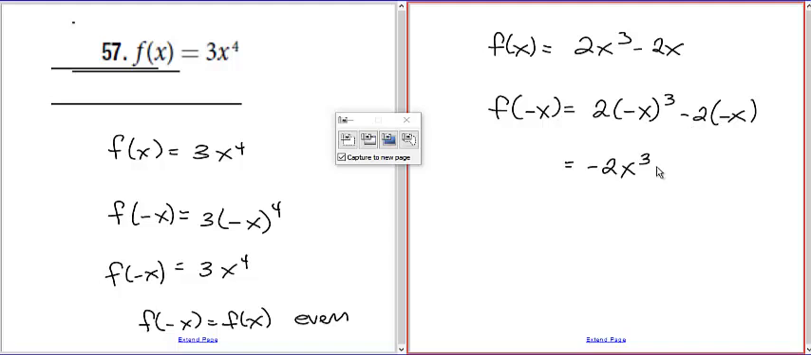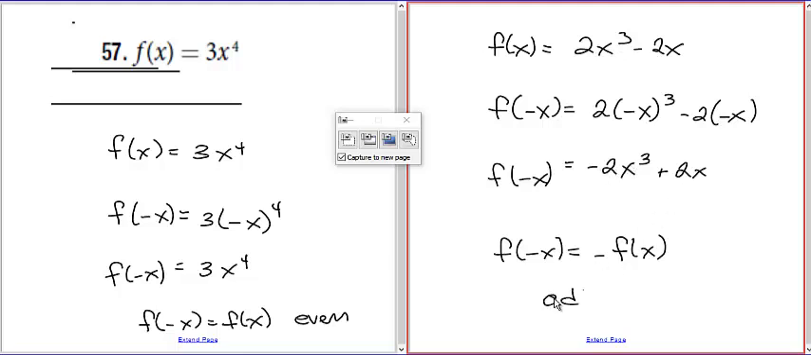Here we get positive 2x. So this is f of negative x. You can see that f of negative x is negative f of x, because here I've got 2x cubed minus 2x, and here I've got negative 2x cubed plus 2x. So they differ by a sign, and therefore it's odd.